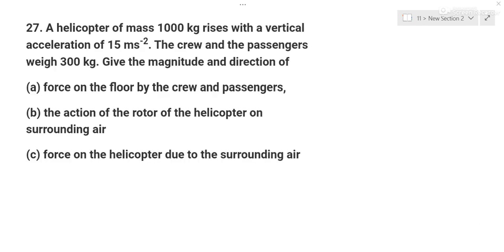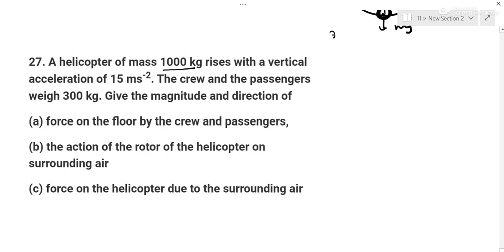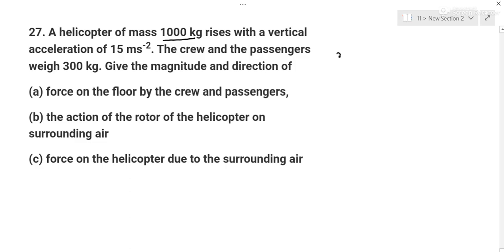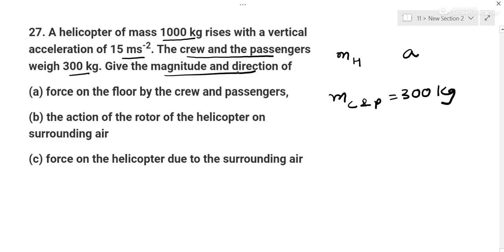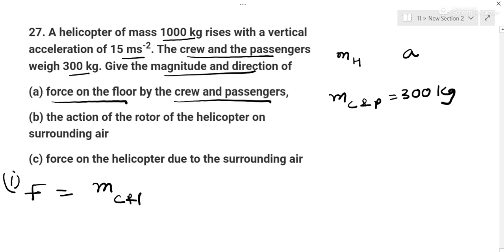Let's see this. A helicopter of mass 1000 kg. So the mass of the helicopter is given to you. Acceleration is given, vertical acceleration. And crew and passenger, mass of crew and passenger is also given, 300 kg. Give the magnitude and direction of force on the floor by the crew and the passenger. So for the first part, force will be, you will take the mass of crew and passenger only, into acceleration.